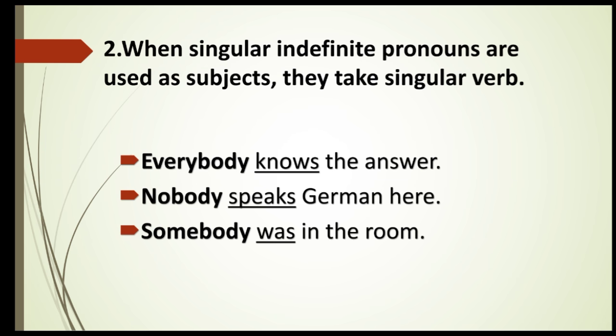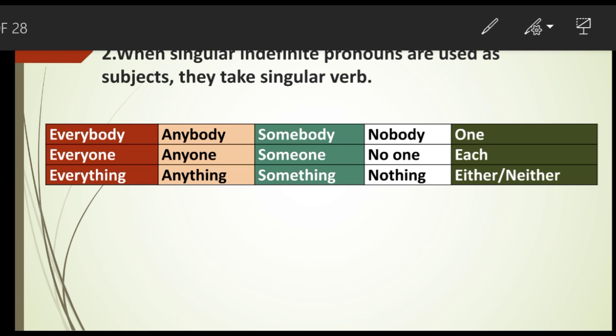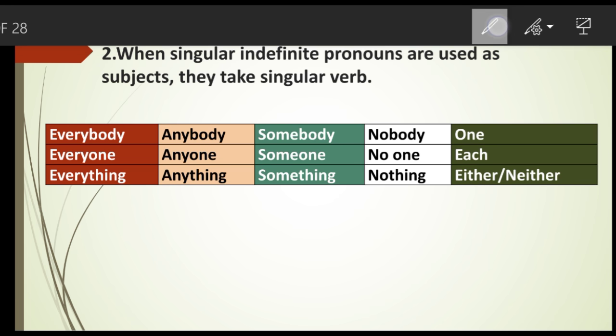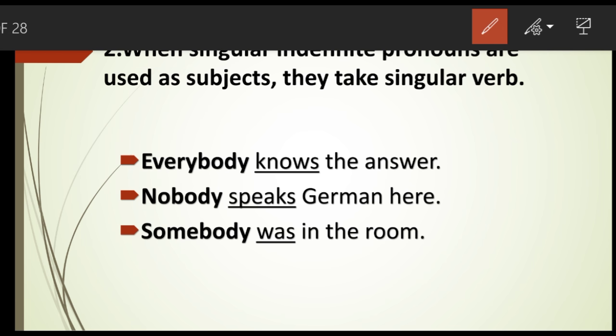Next. So, ito yung sample sentences. Okay. Everybody knows the answer. So, bakit ba tayo gumamit ng knows? Yung knows natin, this is our verb and meron siyang S. So, bakit yun ang ginamit? Because everybody is singular. Another one. Nobody speaks German here. Okay, so our verb here is speaks with S also. Bakit? Kasi nga, singular yung ating indefinite pronoun.